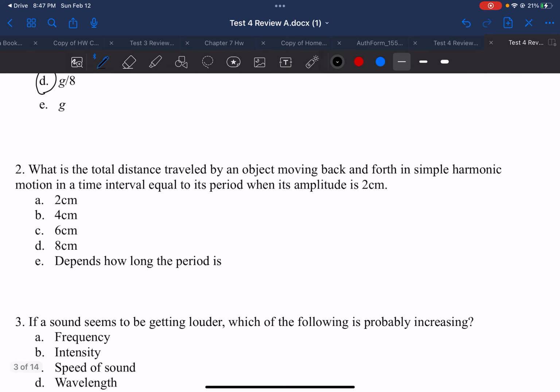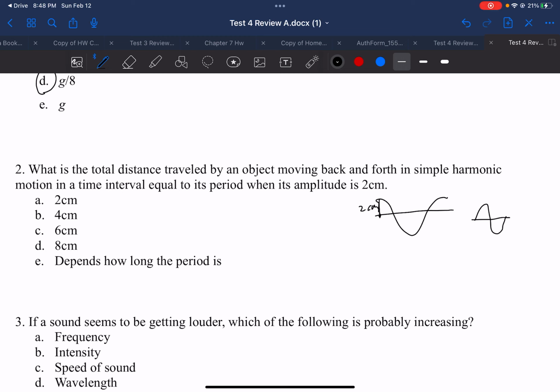What is the total distance traveled by an object moving back and forth in simple harmonic motion in the time interval equal to its period when its amplitude is 2 centimeters? So for simple harmonic motion, it is following a sine or cosine function. It doesn't really matter how you draw it. You can either draw it like a cosine function like this or a sine function like this. No matter what, this is still a complete cycle. And the amplitude is from the equilibrium point to the highest point, that is 2 centimeters.